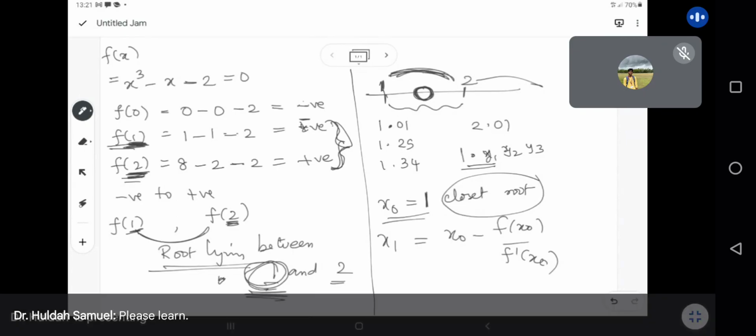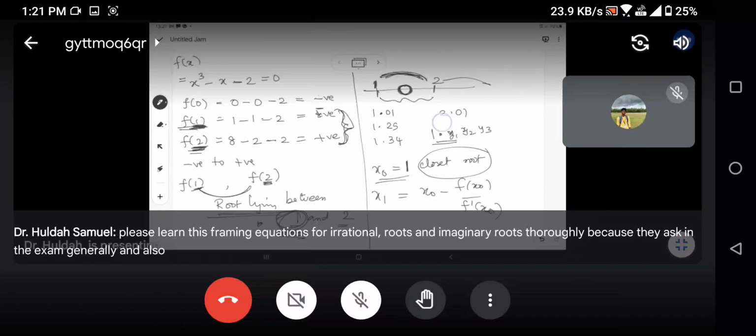Please learn this framing equations for irrational roots and imaginary roots thoroughly, because they ask in the exam generally, and also Newton's method.